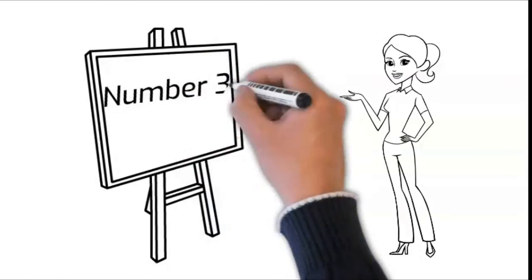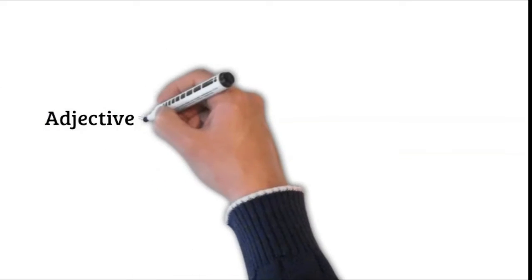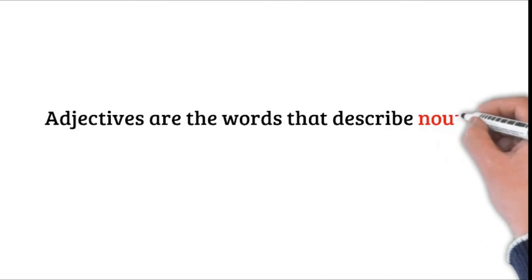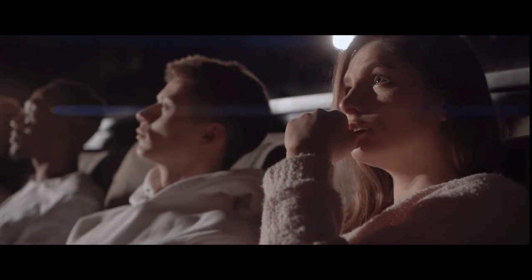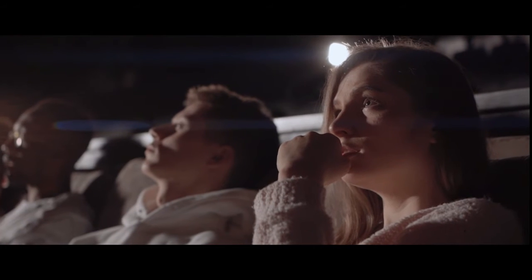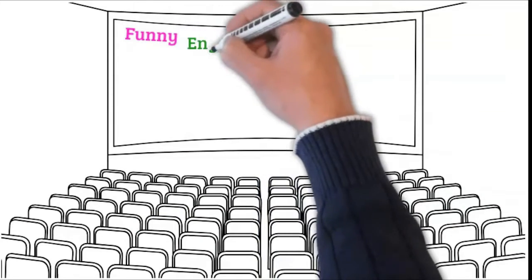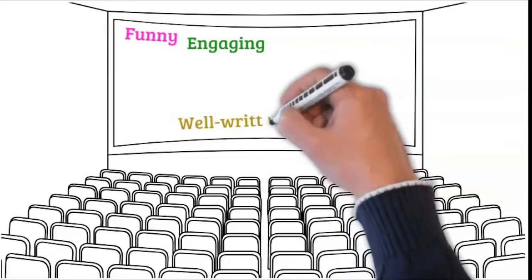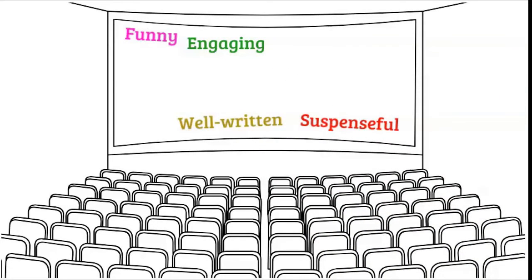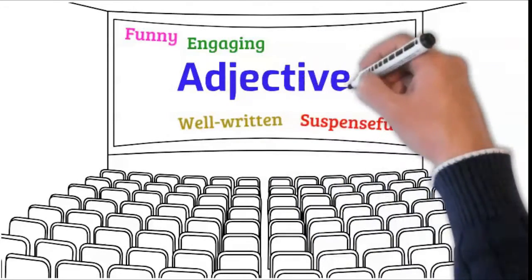Number 3. Adjectives. Adjectives are the words that describe nouns. Think about your favorite movie. How would you describe it to a friend who has never seen it? You might say the movie was funny, engaging, well written, or suspenseful. When you're describing the movie with these words, you're using adjectives.